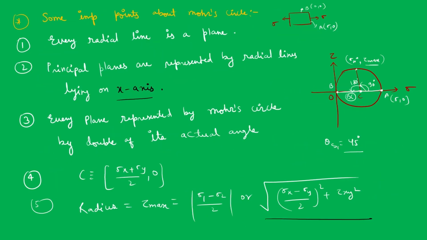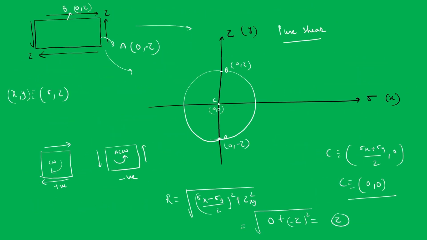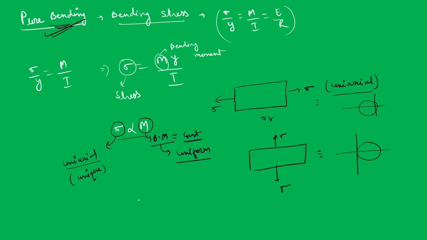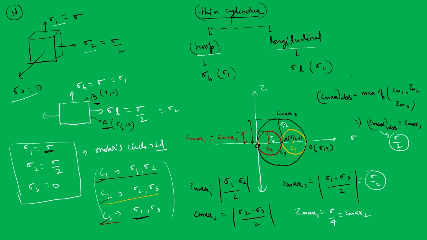Don't forget, we have discussed that in the previous one. Okay, so we have discussed here, right? Radius. So this is the radius. Radius also has mod of sigma 1 minus sigma 2 by 2. Okay, so this is how the radius is again.